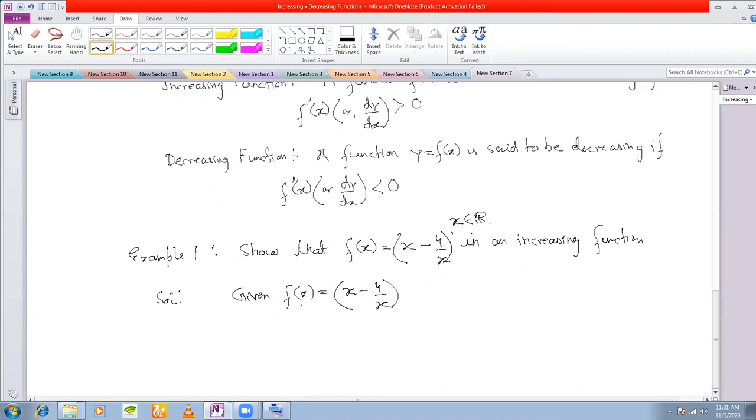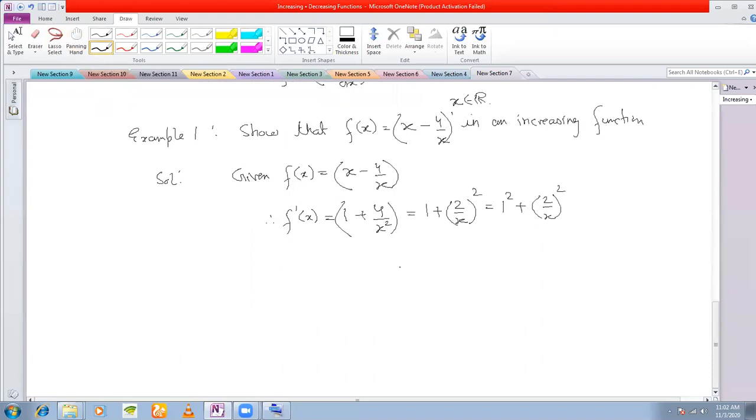In order to check whether this is increasing or decreasing, first we differentiate. So what is f dash x? If we find out f dash x, it will come out to be 1 plus 4 by x square. Okay, I don't need to show you differentiation. A lot of practice on differentiation you've already got. So f dash x is equal to 1 plus 4 by x square, which can also be written as 1 plus 2 by x whole square, which is 1 square plus (2 by x) whole square.